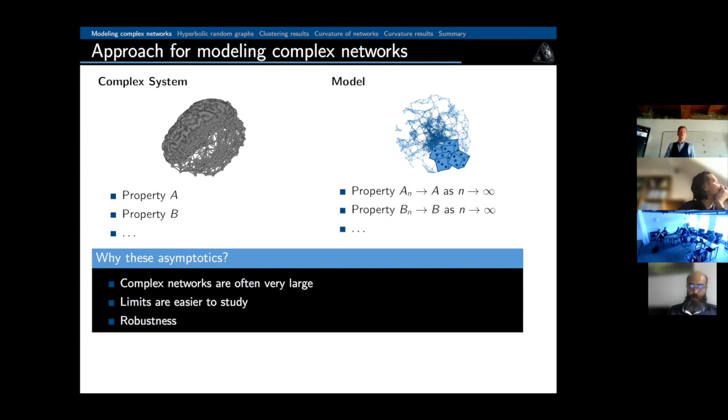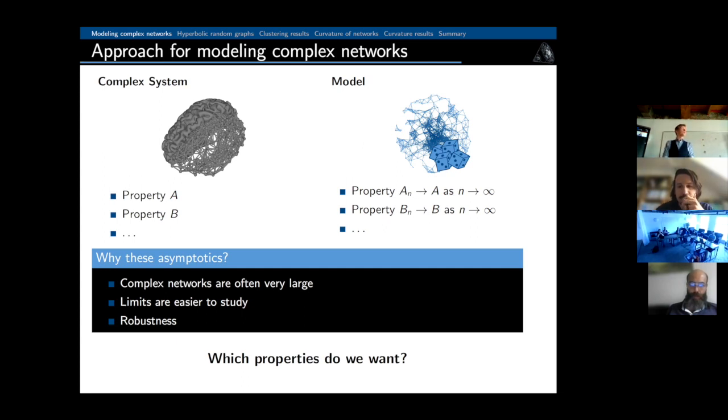And finally, of course, studying limits also makes the results a bit more robust to fluctuations, and we can also, in some cases, even quantify the variance, the fluctuations that we get. So this is the approach. That brings us to the next question.